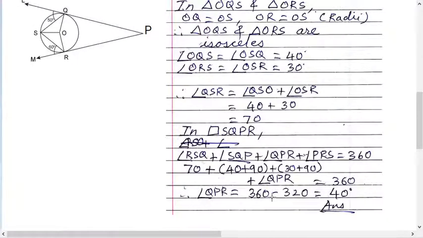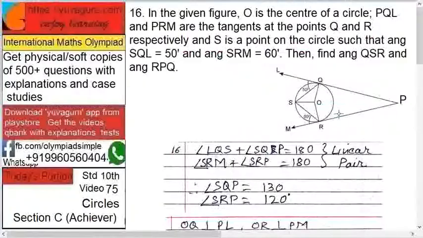So QPR equals 360 minus the total of these, that is 320. So 360 minus 320 is 40. So you got QPR. So what all did you require? RPQ only you require. So you got that angle.